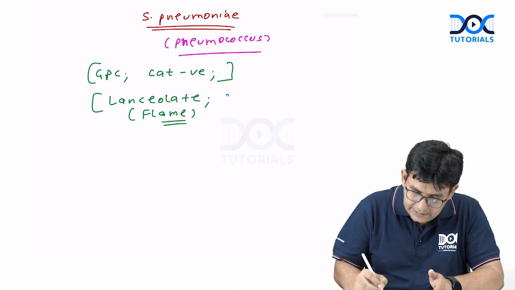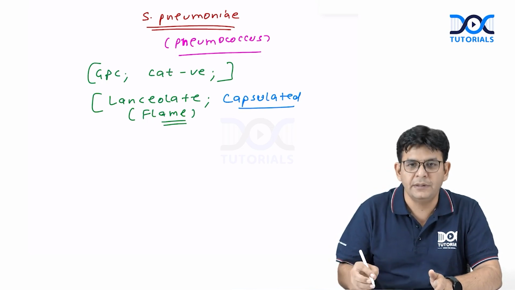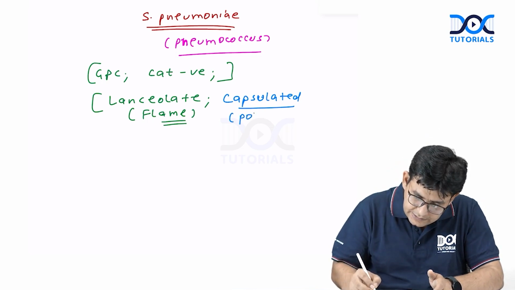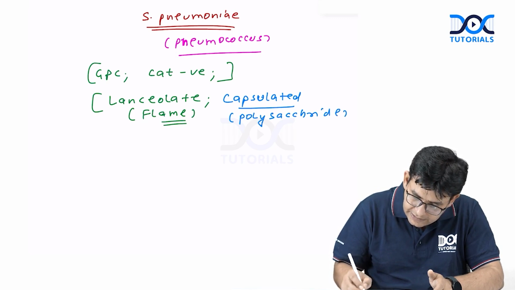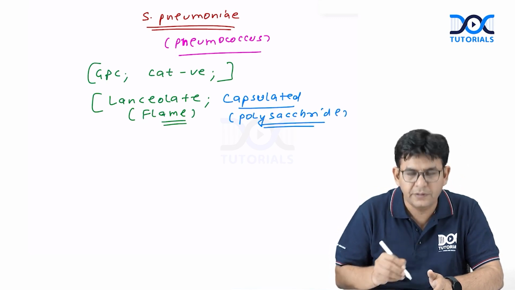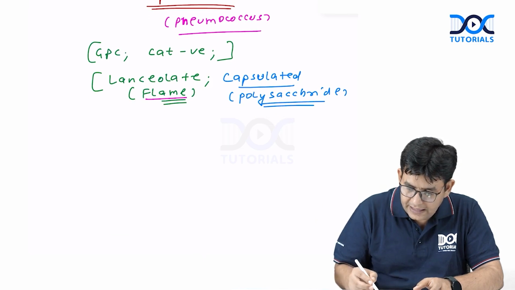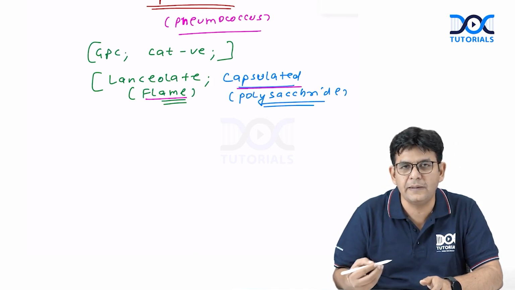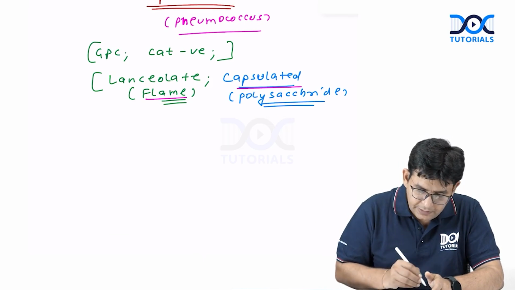Besides that, it is capsulated. Another favorite question of examiner. And the capsule is made up of polysaccharide. So this particular one is flame shape and it is capsulated, and the capsule is made up of what? Polysaccharide in this particular one.